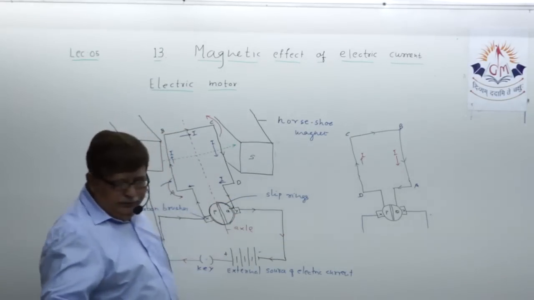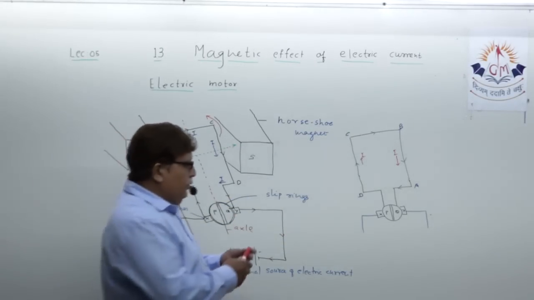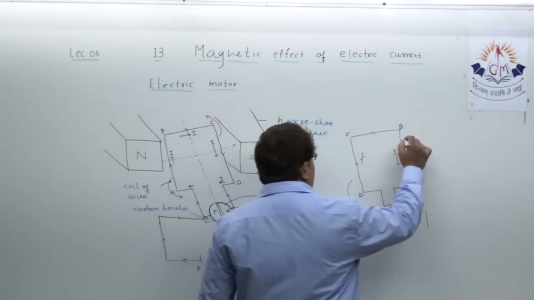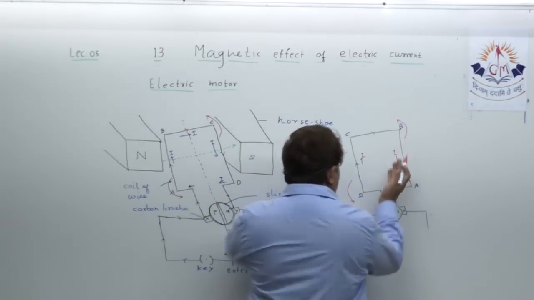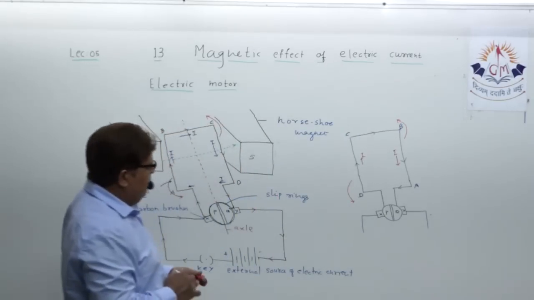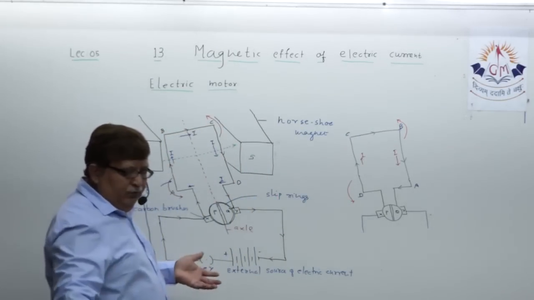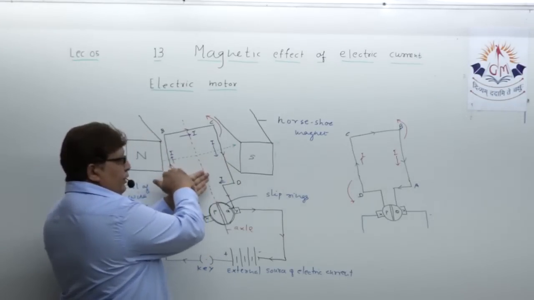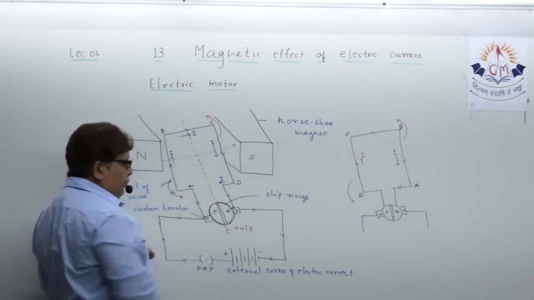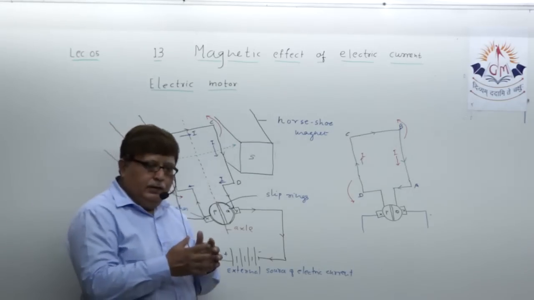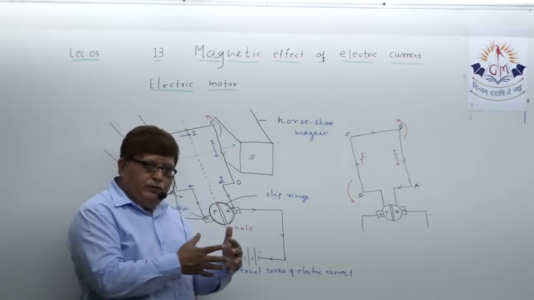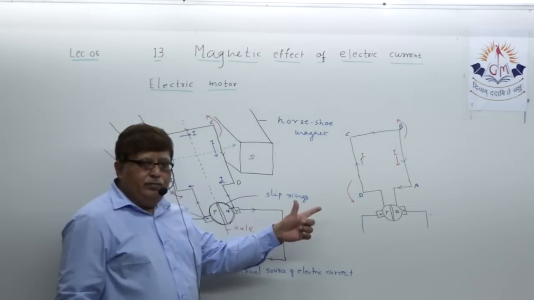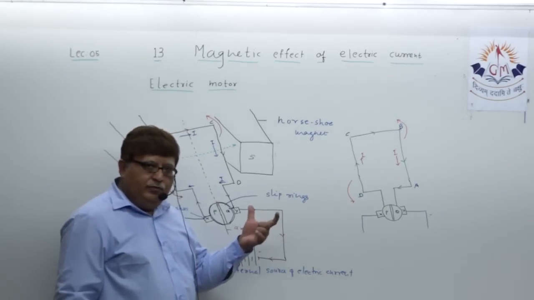Understand? Initially CD was pulled up, now CD will be pulled down, and AB will be pulled upward. Again the half rotation will complete. Again my dear student, complete rotation. First rotation, then second rotation. What happens? Because constant flow of electric current continues due to that commutator, carbon brush and split ring arrangement.